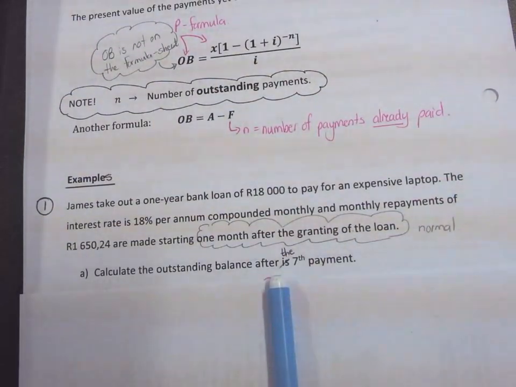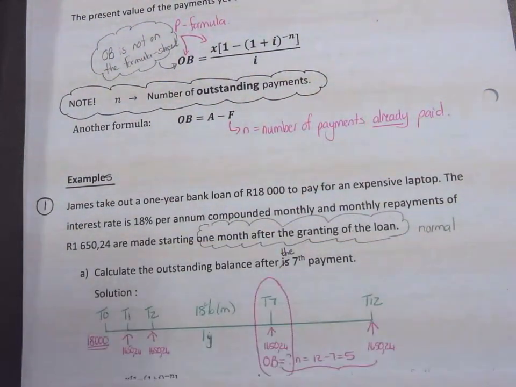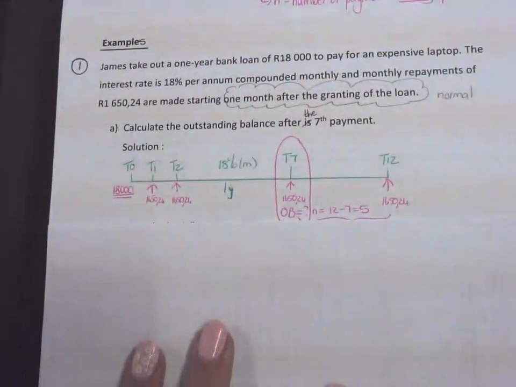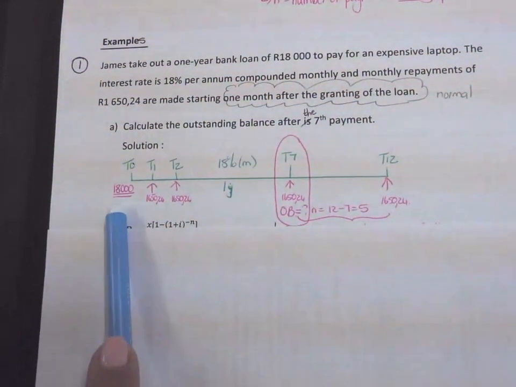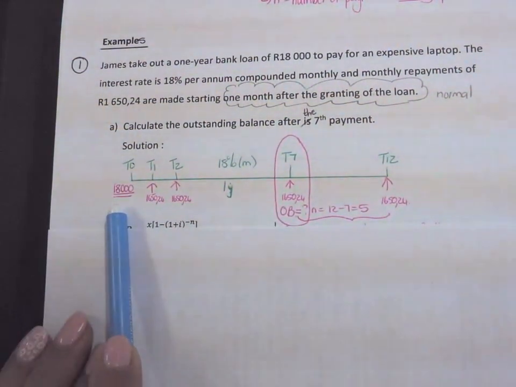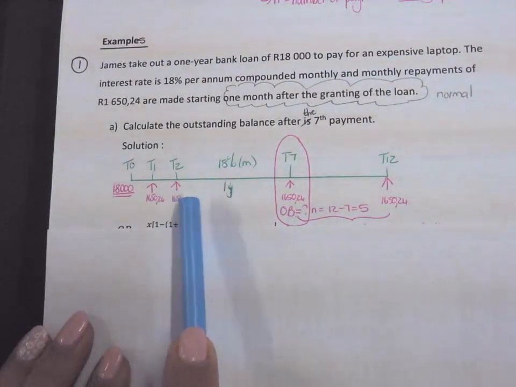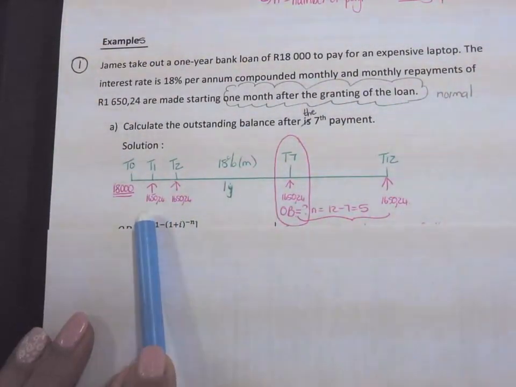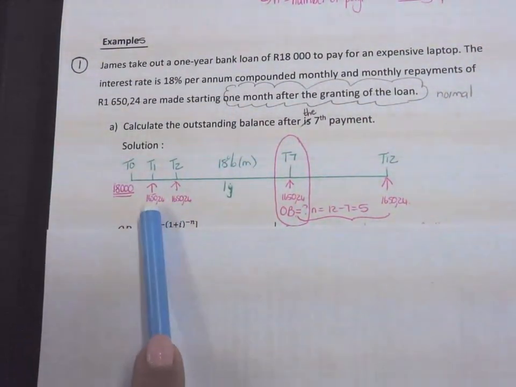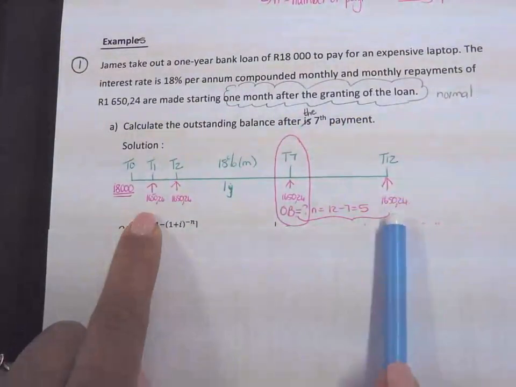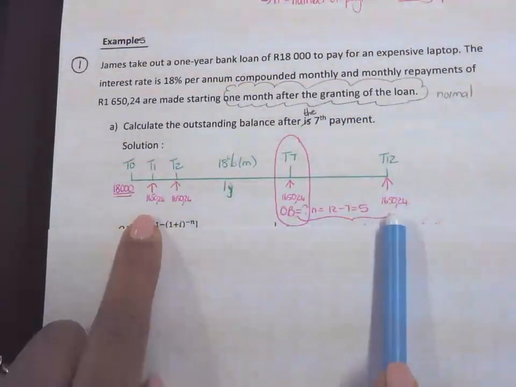So now they want to know, after the 7th payment was made, what do I still owe the bank? What is the outstanding balance? So you draw your timeline. At T0, James gets his 18,000 Rand. At the end of each month, he pays 1650.24, starting 1 month after the loan was granted, up until the end at T12.